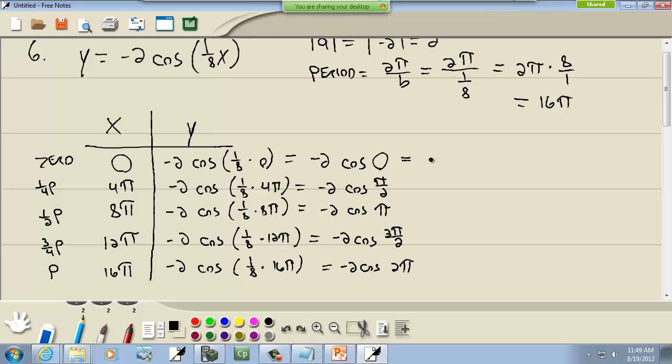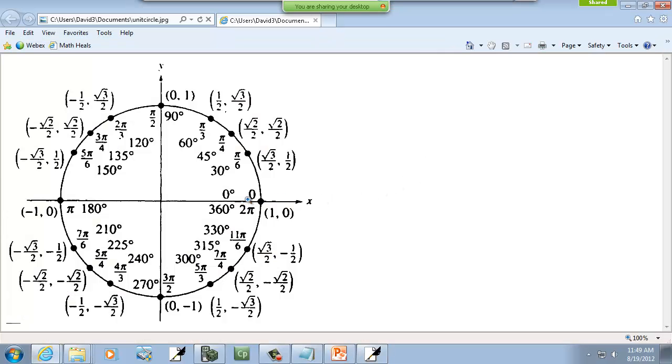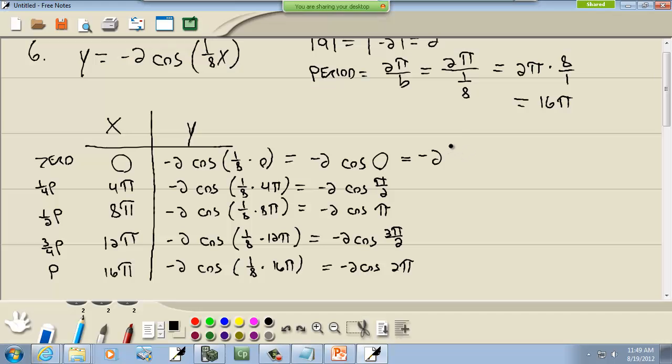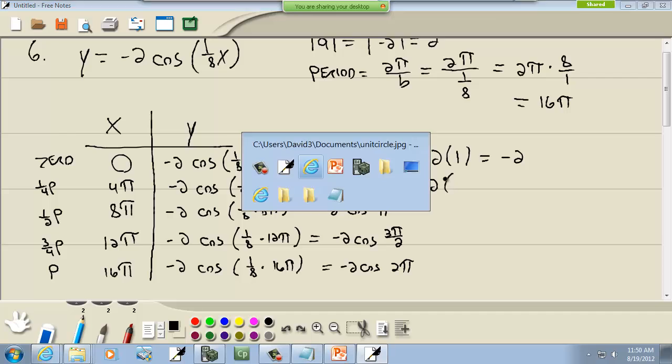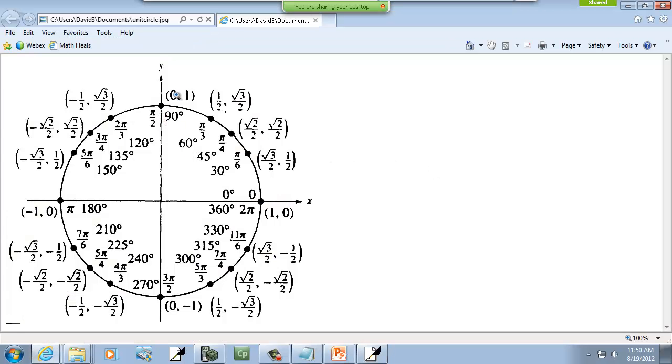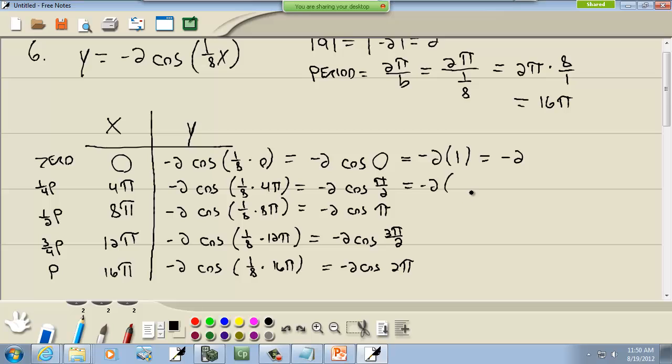Yeah. Now if I go look up cosine 0, it's 1. I'll look up at least that one. Here's 0. Cosine is our x part, which is 1. So I got negative 2 times 1, which is negative 2. Now cosine of pi over 2. That's going to give us 0. Again, here's pi over 2. Cosine is our x part, which is 0.